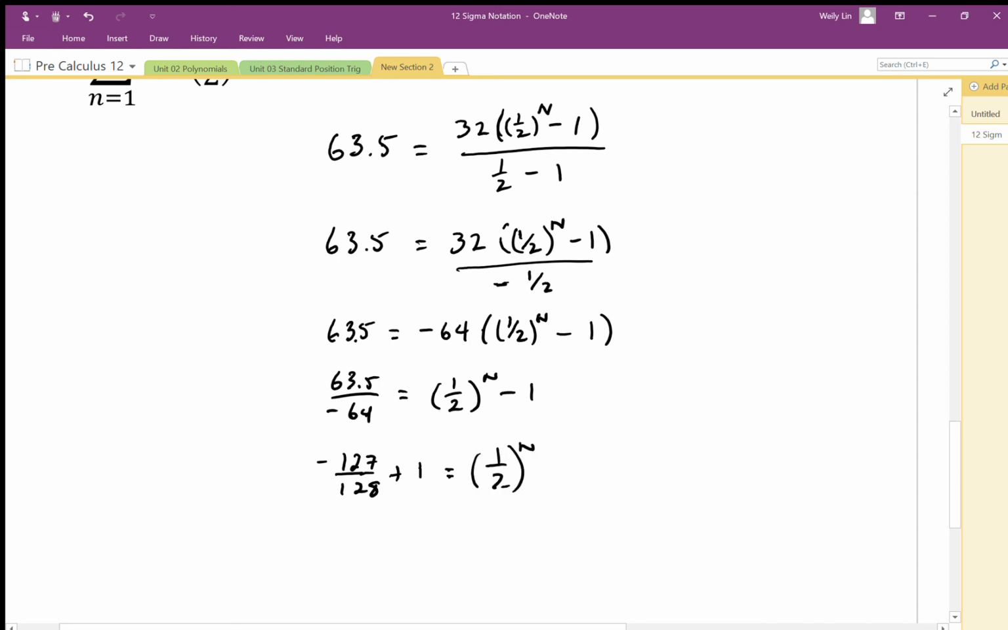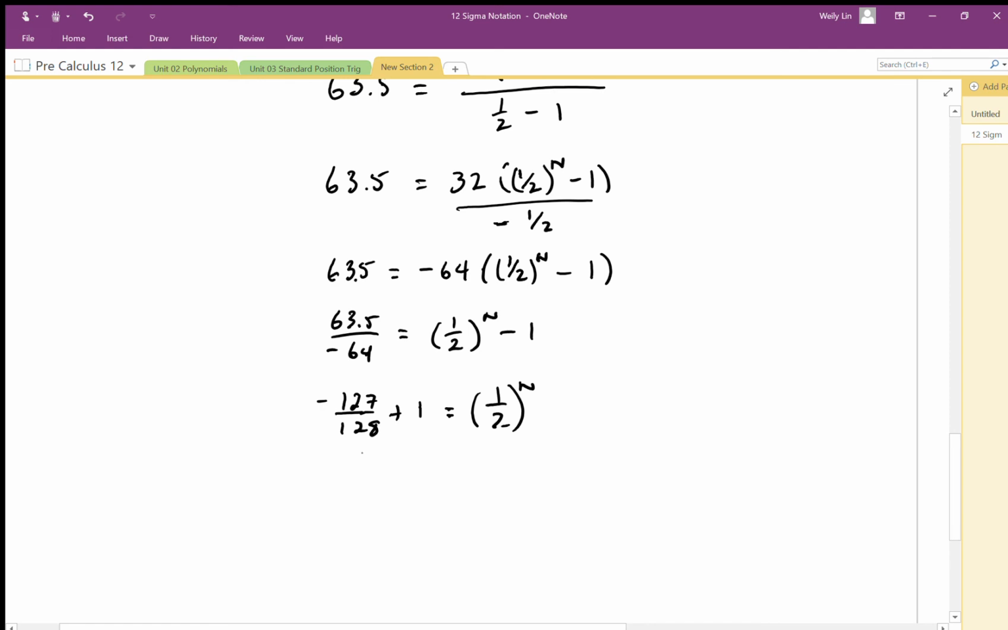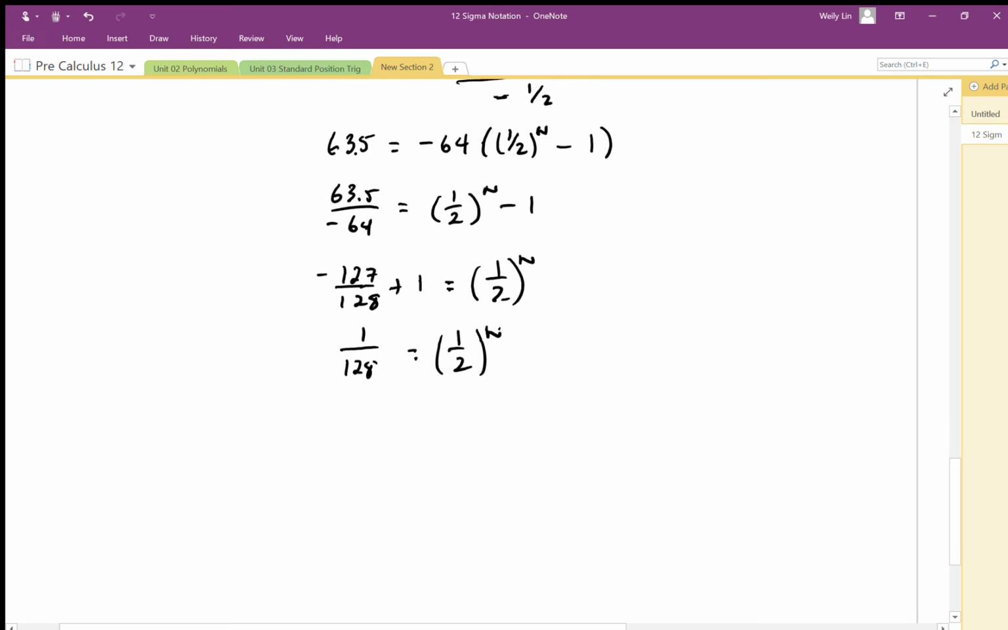Okay, and then I'm going to set up my log. So this becomes 1 over 128 equals 1/2 to the power n. So n is equal to log base 1/2 of 1 over 128. Now you can put this in your calculator if you like, but 2 to the power 7 is going to be 128, so n equals 7.